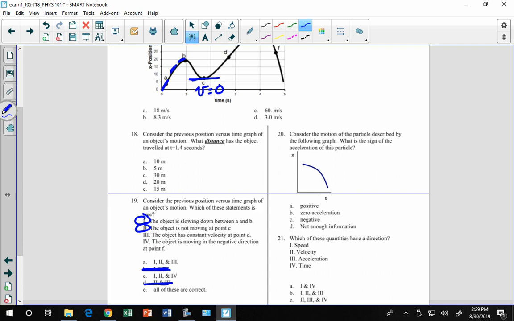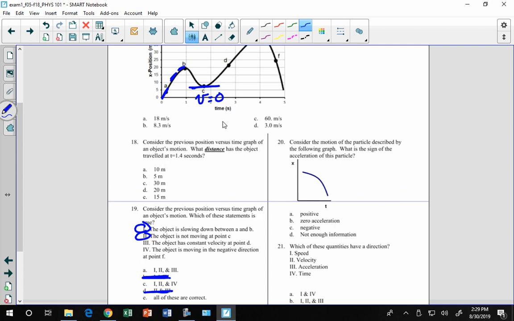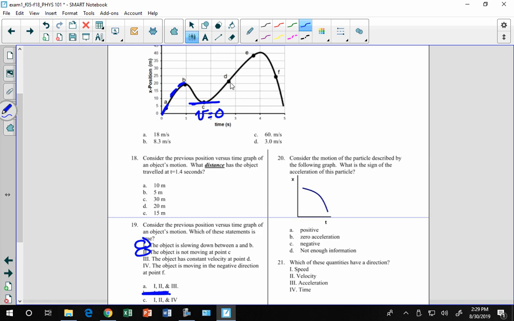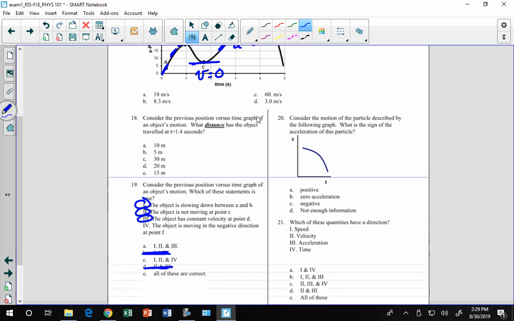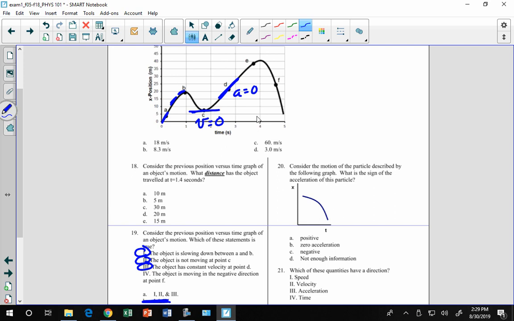The object has constant velocity at point D. Is that one true? Look at D right here. Yeah, right, because it's basically a straight line right here. So it has a constant velocity. That means that the acceleration is equal to 0. The velocity is not changing, an unchanging slope. So 3 is true. Okay, so I can't get rid of any of them. And then number 4, the object is moving in the negative direction at point F. Is that true?